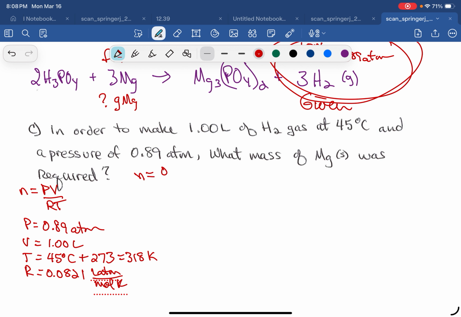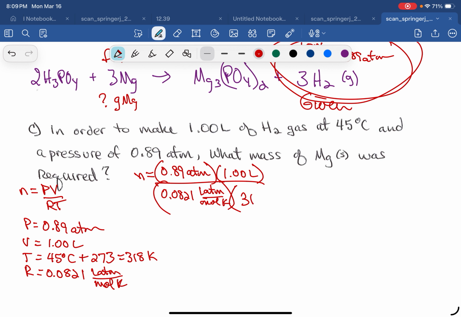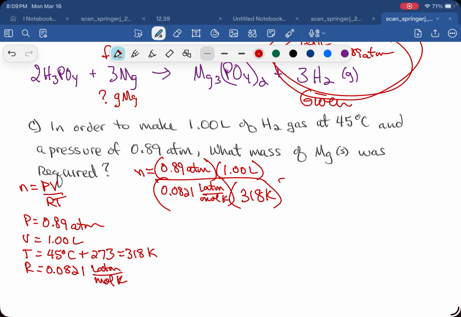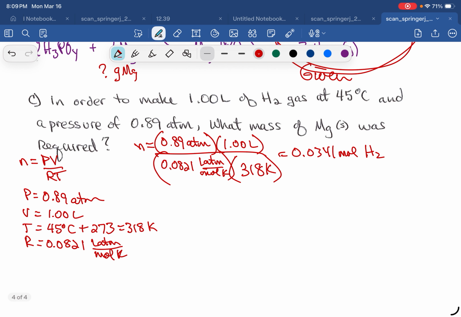n is 0.89, 1 liter, over 0.0821 liter atmosphere per mole Kelvin, and 318 Kelvin. And everything's going to cancel except for moles, and I'm getting 0.0341 moles of H2 gas. That's my moles of gas, so I'm going to start there.